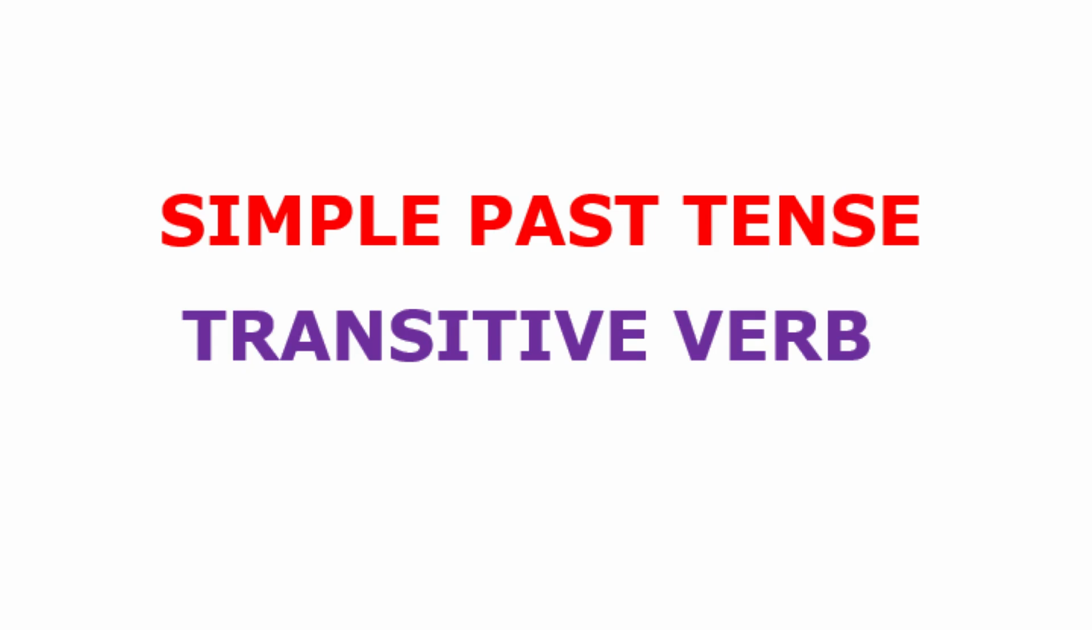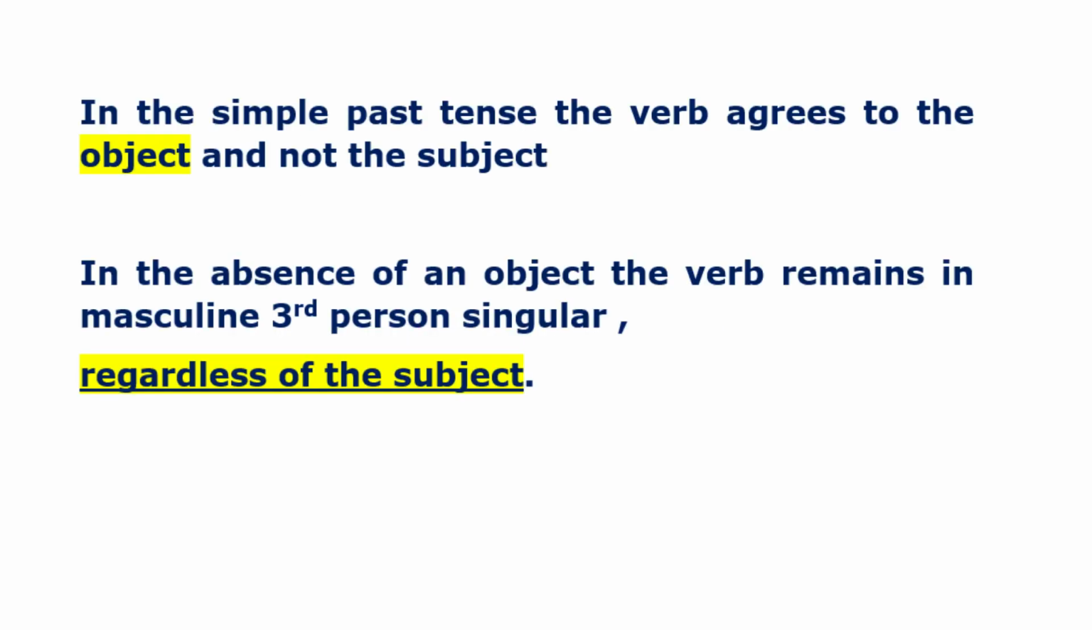In this video number 14 of Learn Hindi the Easy Way, we are going to see simple past tense transitive verbs. In the simple past tense, the verb agrees to the object and not the subject. In the absence of an object, the verb remains in masculine third person singular, regardless of the subject. So the subject is not important here. In transitive verbs in the past tense, what we have to take note of is the object. We'll see some examples now, before which I'll give you another note.